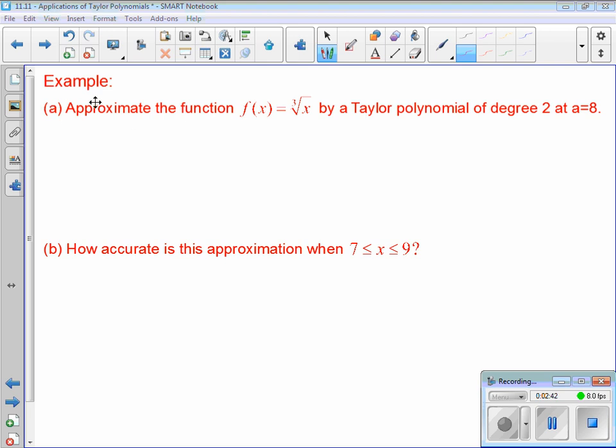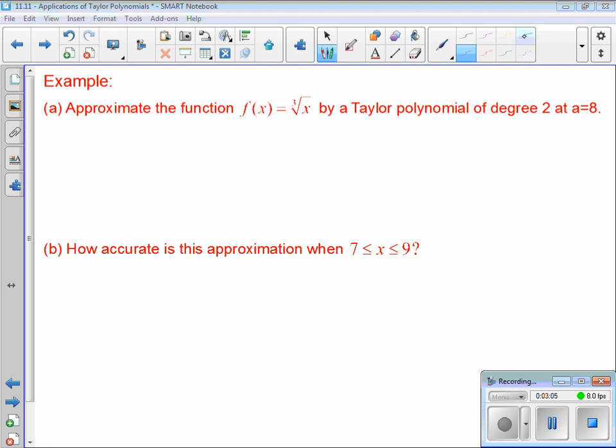Part A here is something you guys have already done, so you should be able to do part A. Approximate this function by a Taylor polynomial of degree 2. What does that mean, degree 2? To the second power. So how many derivatives do I need? 2 derivatives, right? And then it's at a equals 8.